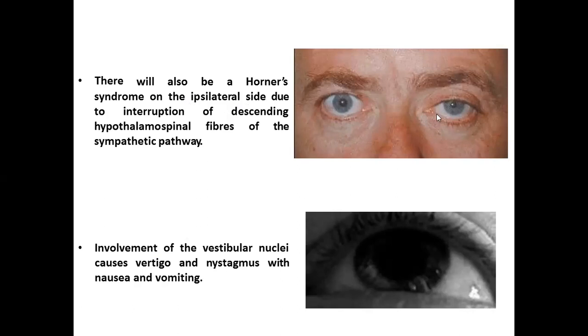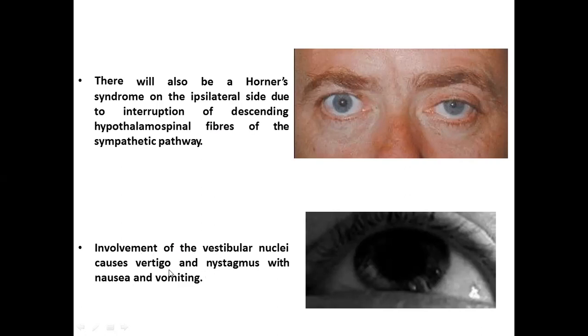So what happens in Horner syndrome, as you can see in this picture, there is a decreased pupil size and drooping of the eyelid, and decreased sweating on the affected side of your face. These are the signs of Horner syndrome on the ipsilateral side due to the interruption of the descending hypothalamo-spinal fibers of the sympathetic pathway.